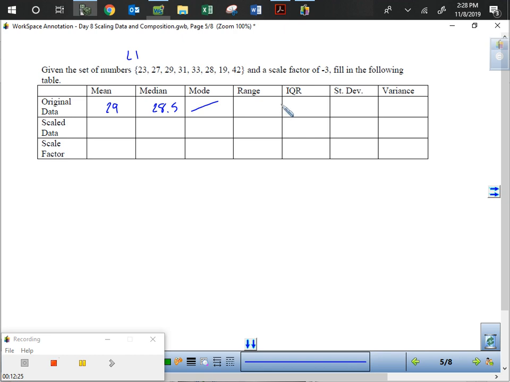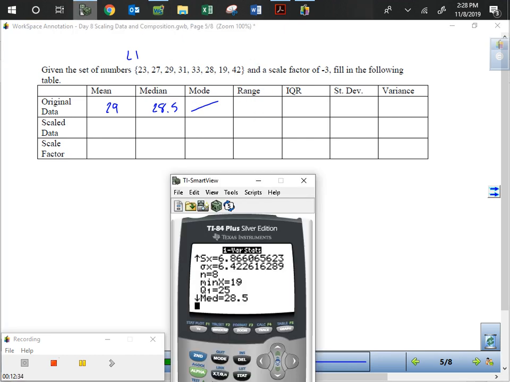The range, we want to go ahead and take, remember, the maximum minus the minimum. These aren't organized, so you may want to go to your original. So we're looking at 19 and 42. That way you're making sure you're getting the lowest and the highest. Okay, so from 19 to 42, we've got a distance of 23.